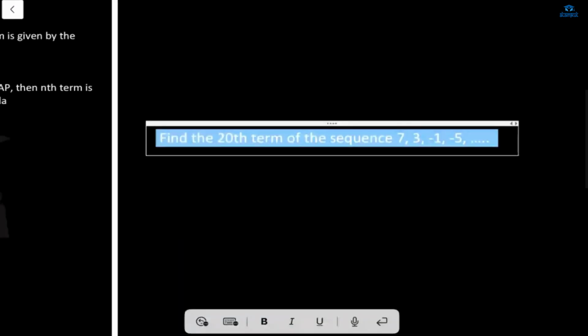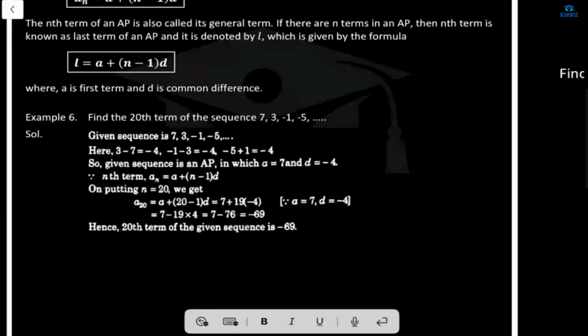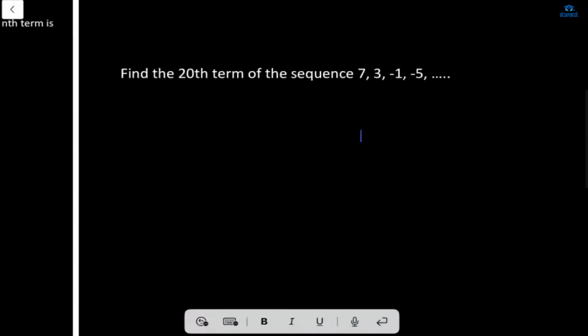Find the 20th term of the sequence. Answer is 69. And the series is going in negative. See, minus 69, don't write 69. My mistake, ma'am, I didn't see the sign. Okay, minus sign and plus sign make the number different. Ishika and Ria, have you got the answer? Yes. Same answer? Yes. Okay, very good.